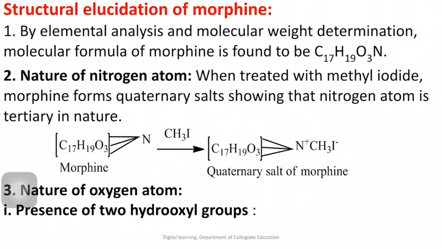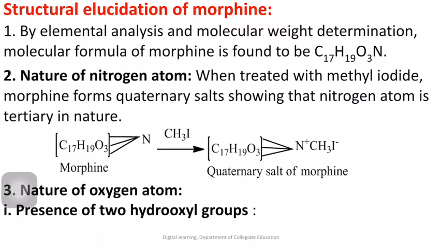Next, structural elucidation of morphine. As I mentioned earlier, the first step is the molecular formula. From elemental analysis and molecular weight determination, the molecular formula of morphine is found to be C17H19O3N. That means it contains 1 nitrogen and 3 oxygen atoms.